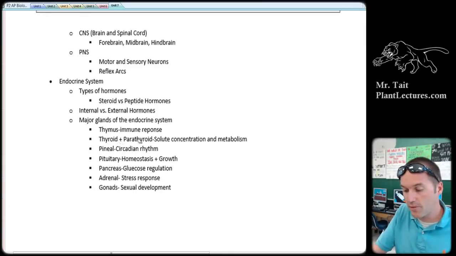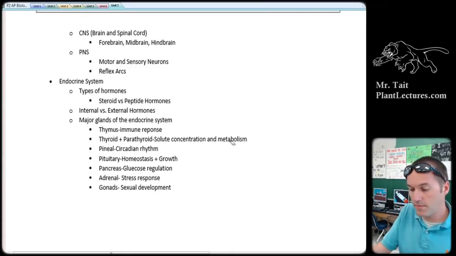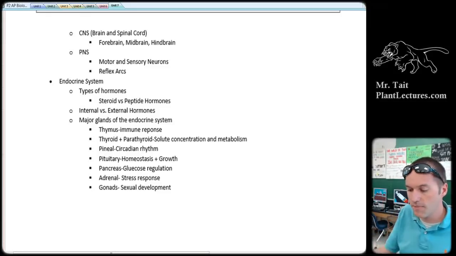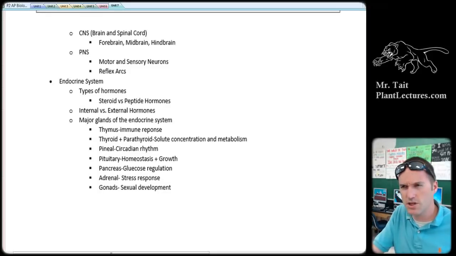gland. The thyroid and the parathyroid are going to control metabolism. So your thyroid controls your metabolism, controls how high the rate of cellular respiration is in your body, and then the parathyroid controls solute concentration in your blood, specifically the amount of calcium in your blood. So a parathyroid disorder would cause there to be too much calcium in your blood, and a thyroid disorder could cause your metabolism to be too high. It would be called hyperthyroidism, or too low would be called hypothyroidism.